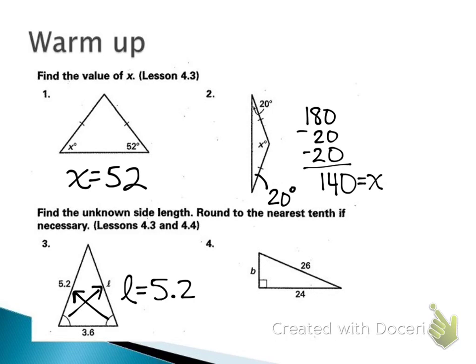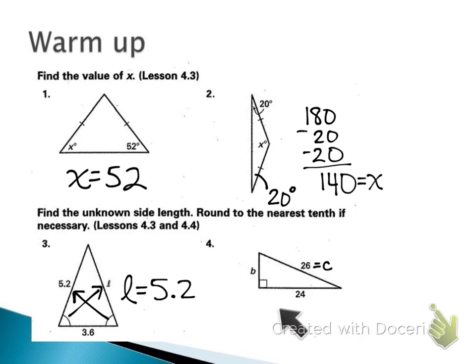Number 4 is going to look similar from our radical review from the top. This is a right triangle. That means that we can use the Pythagorean theorem: a squared plus b squared equals c squared. Remember that c is always the longest side, so that means 26 has to be c.